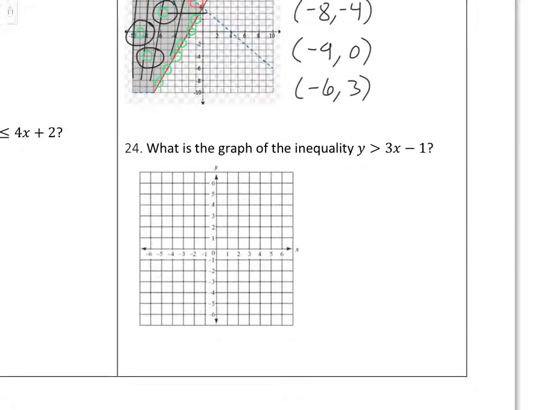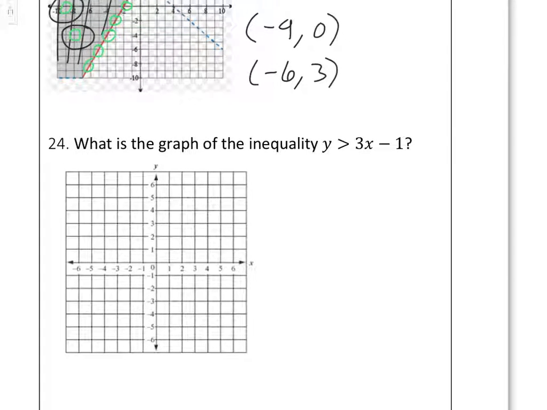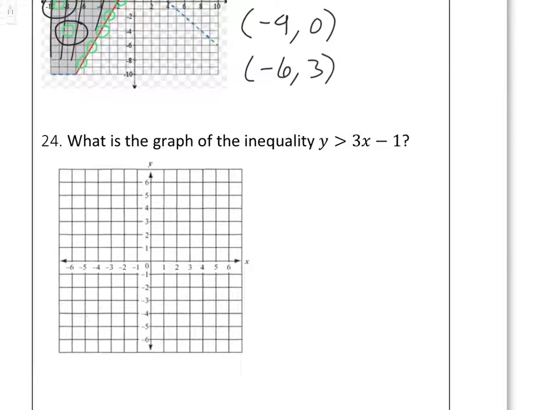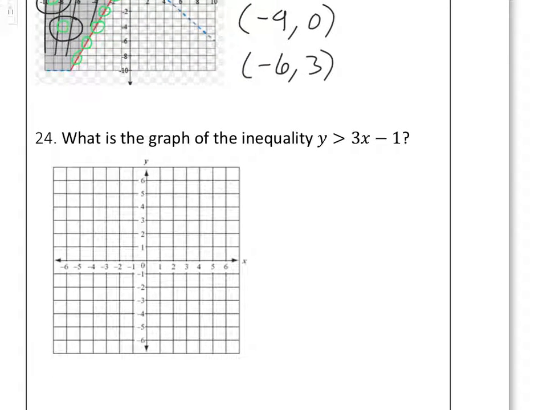This is the last problem on the page, page number 5. What is the graph of the inequality y is greater than 3x minus 1?